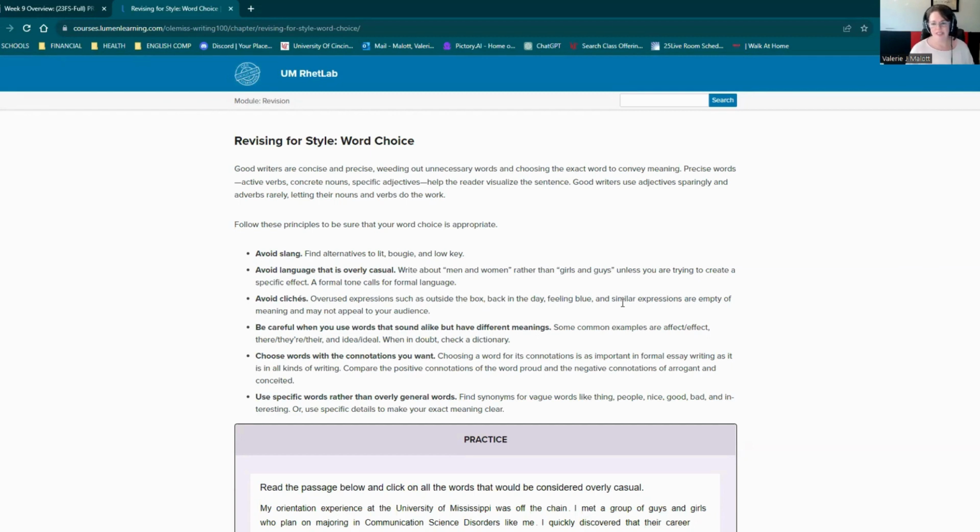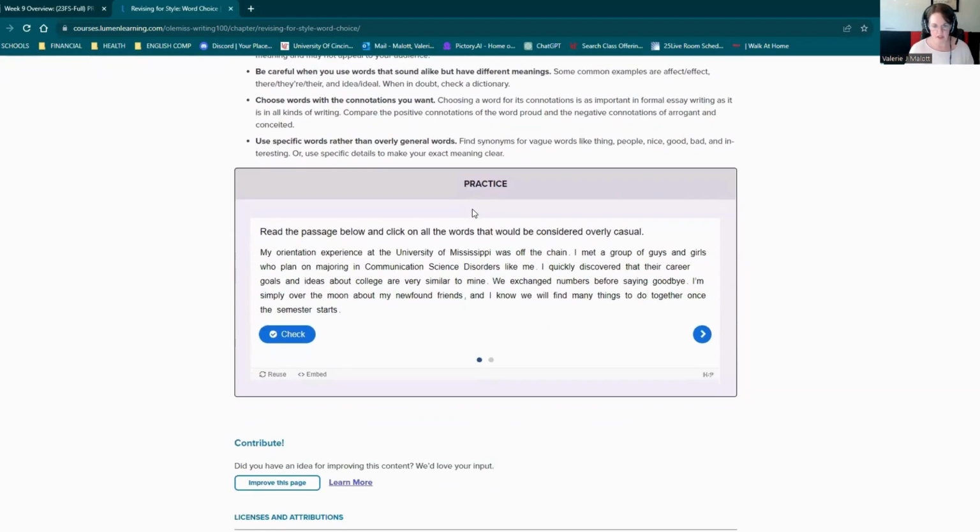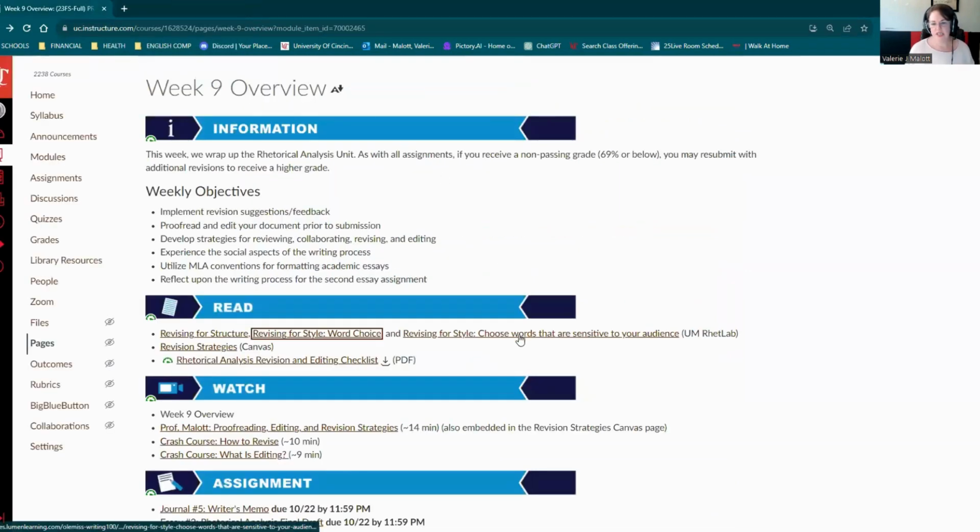You don't want to have vague words like thing, people, nice, good, bad, and interesting. Those are all kind of blah and vague language, right? So you want to be more specific, use more specific details to make sure that you're really saying the thing that you want to say. Again, there is a practice section down below if you want to put things into practice. The third selection is revising for style, choosing words that are sensitive to your audience.